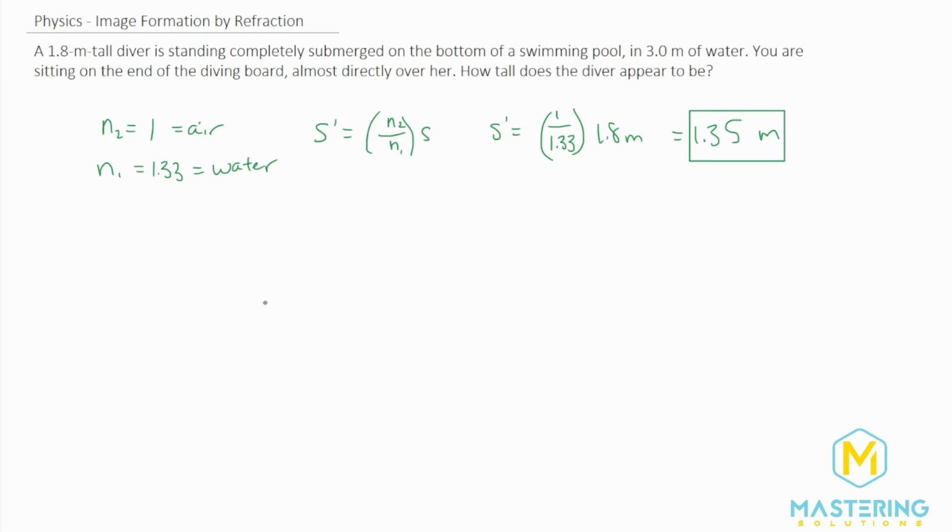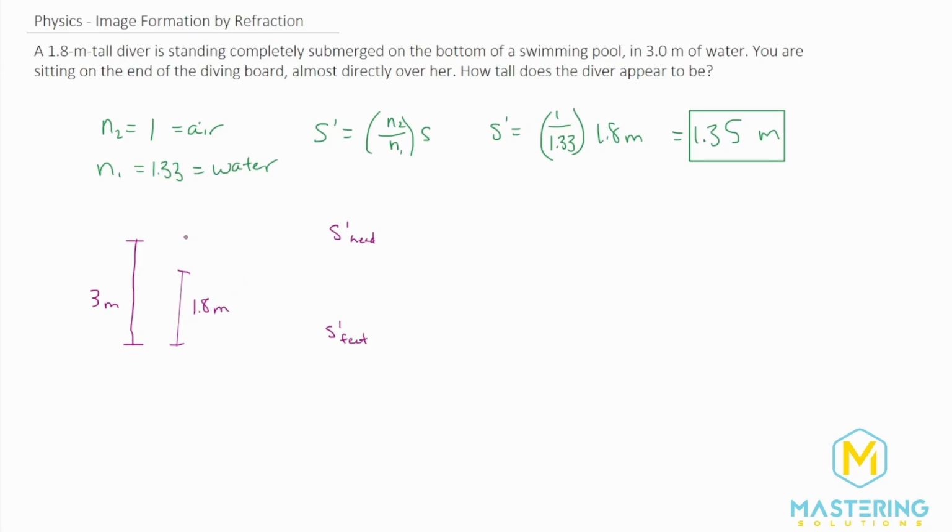Now, a more thorough way, I've seen this question a couple different ways. What you can also do is use the same formula here, but do it twice. We can solve for the image distance for the top of the person, their head, and then do it a second time for the image distance of their feet. In order to do that, we have to think about this pool. It's 3 meters deep. If this is 3 meters, and they say that the person is standing on the bottom of the pool, right, so they're all the way down here, and this is the 1.8 meters, of course.